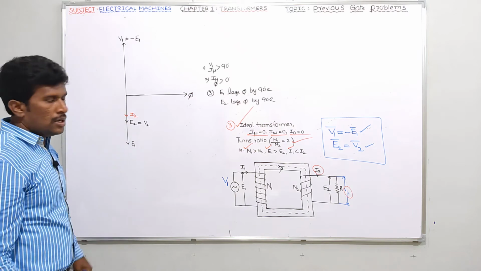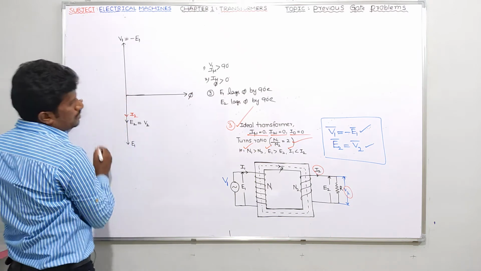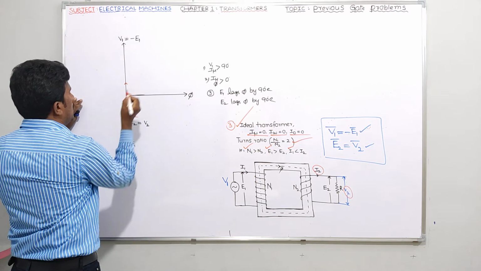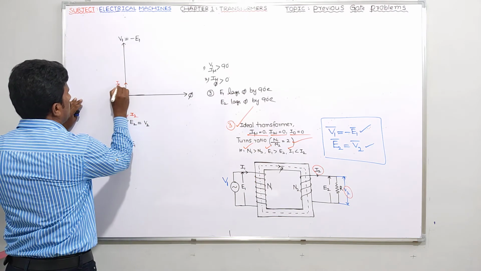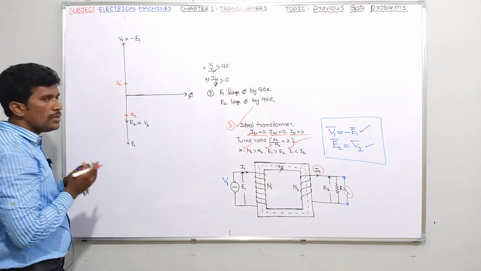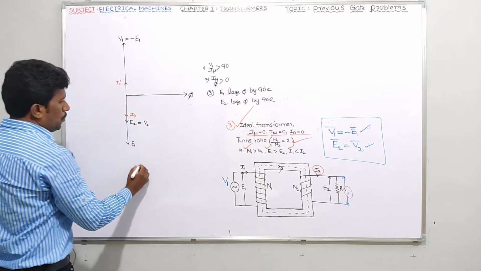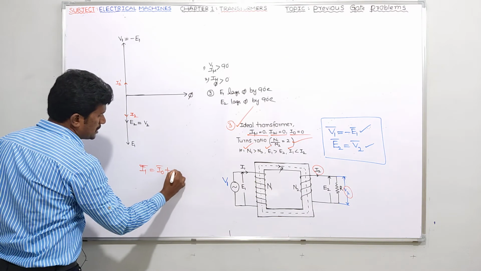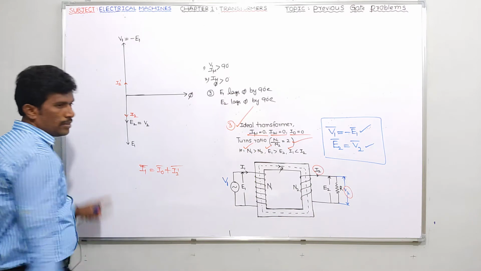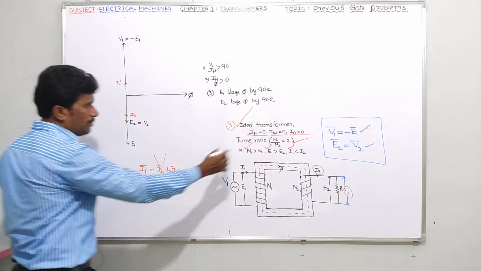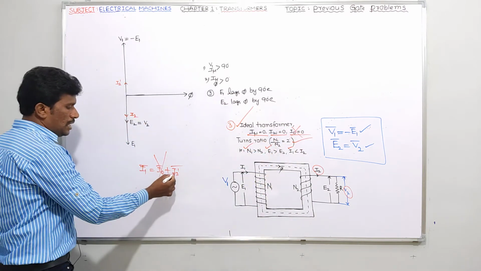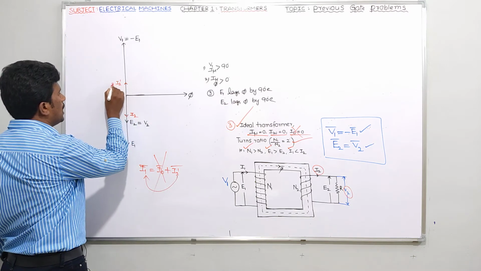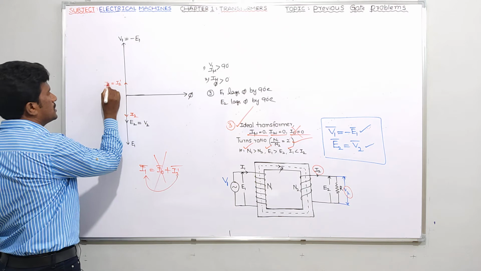Now if I refer I2 towards the primary, it becomes I2 dash. Guys, try to understand one thing. We know I1 bar equals I0 bar plus I2 dash bar. If I0 is neglected here because it's an ideal transformer, in place of that I can write I1. This is only I1 and this is only I2 dash.